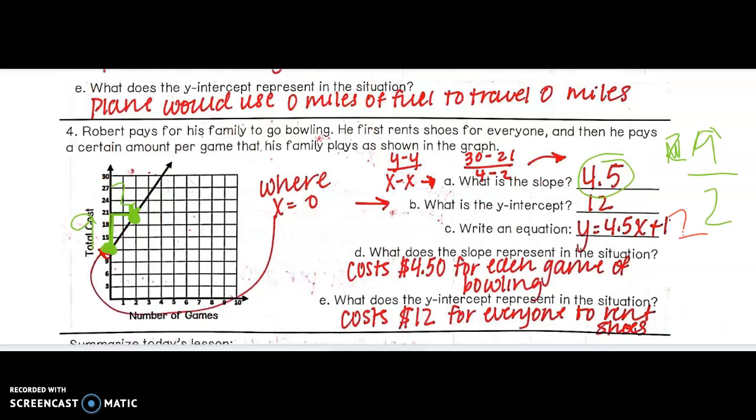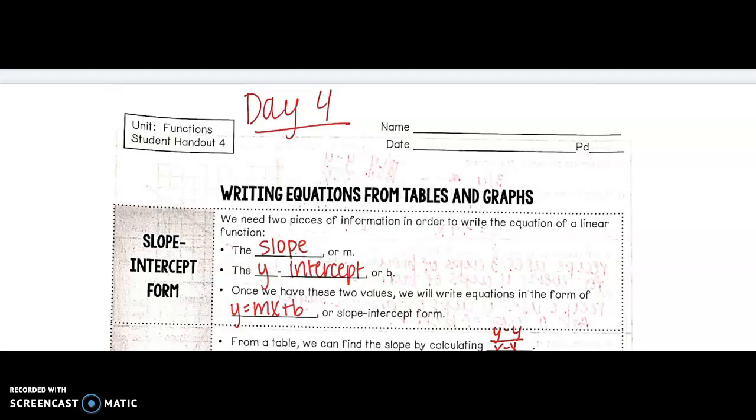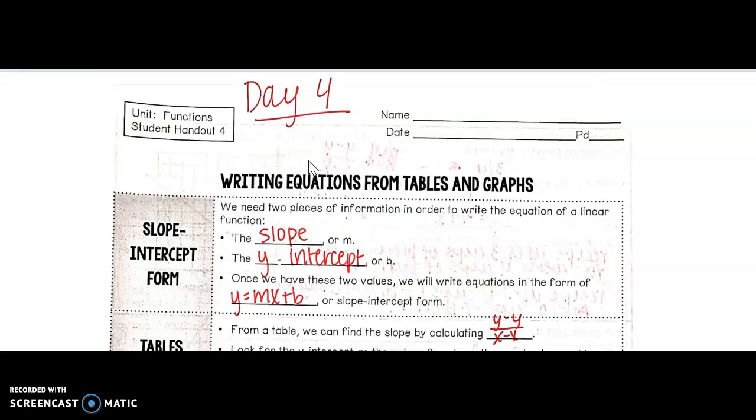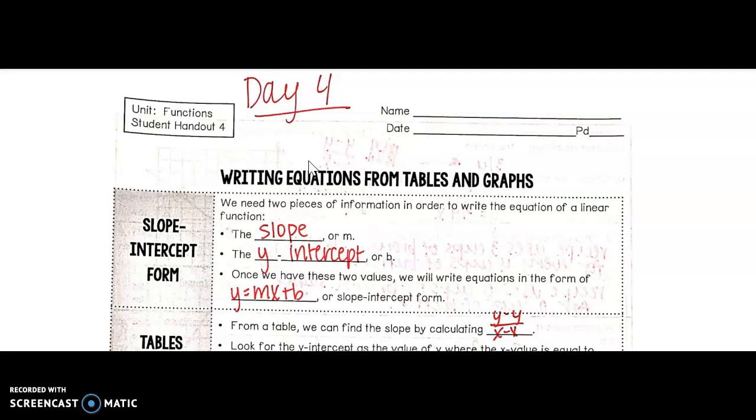I'm going to jump back to the first page. I did this a little out of order, so bear with me. Still getting the hang of all this screencast stuff.